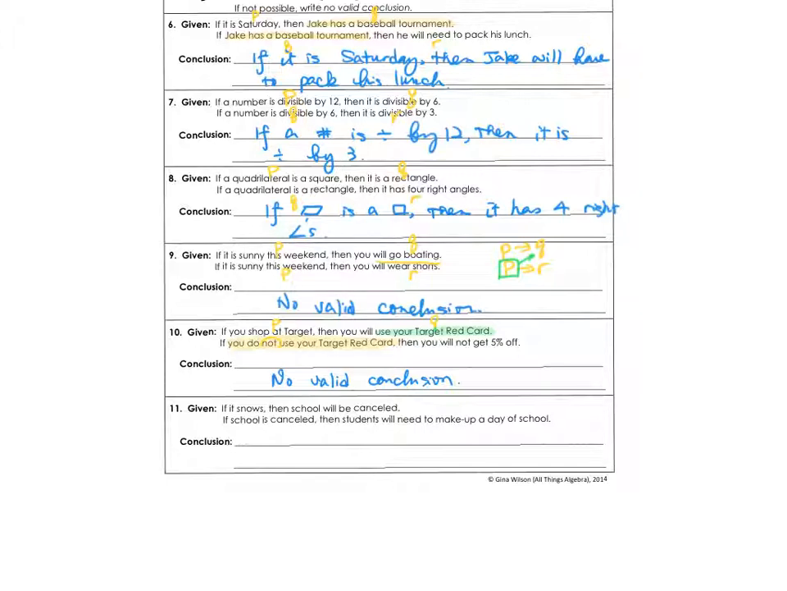Last one, if it snows, then the school will be canceled. If the school is canceled, notice that the conclusion here and the hypothesis here are exactly the same. So I do not need to think anymore, simply connect it. If it snows, pick up the last statement, then students will need to make up a day of school.